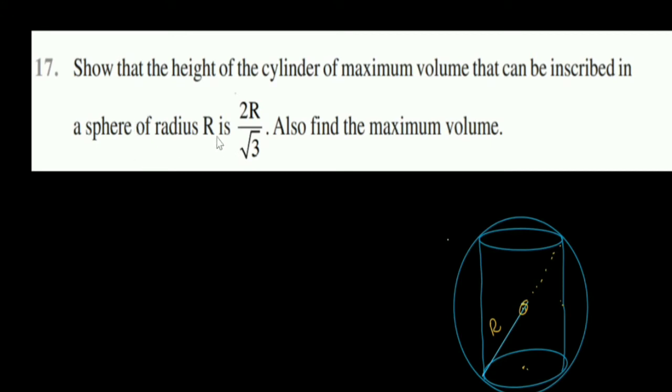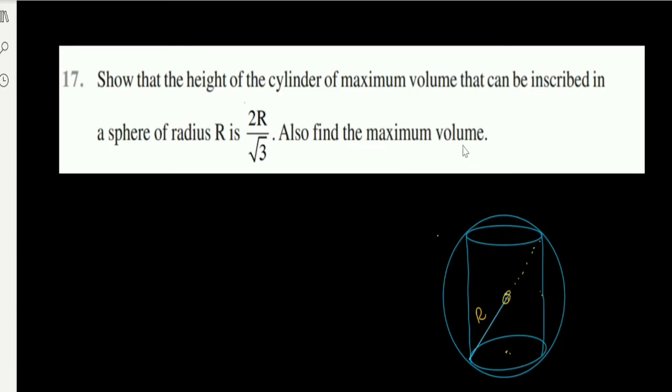Hello students, today we'll do the miscellaneous exercise on chapter 6, question number 17. Show that the height of the cylinder of maximum volume that can be inscribed in a sphere of radius r is 2r by root 3. Also find the maximum volume.